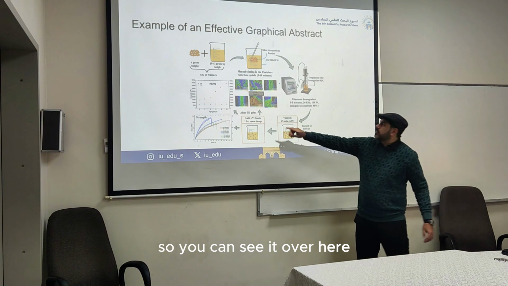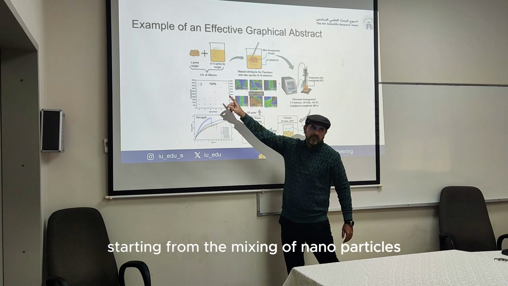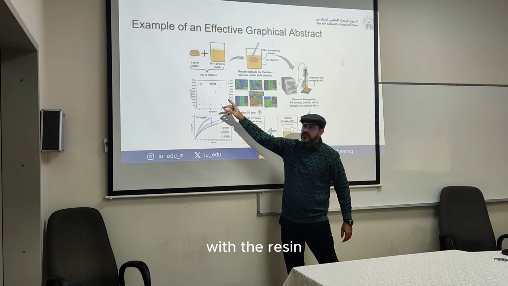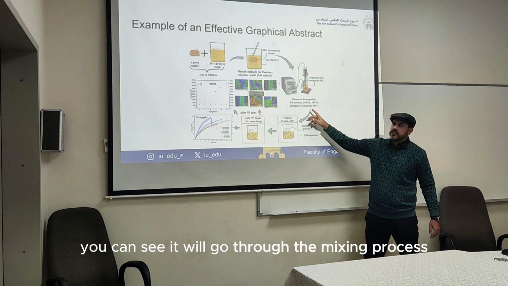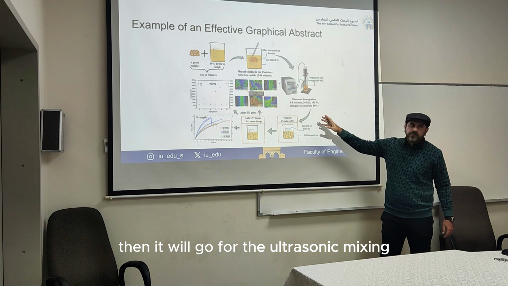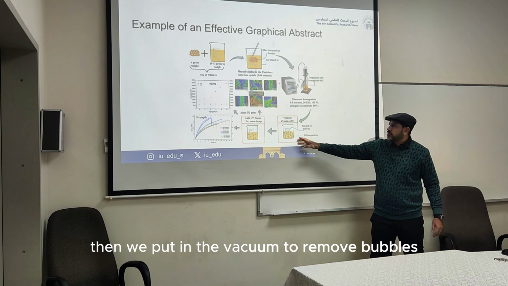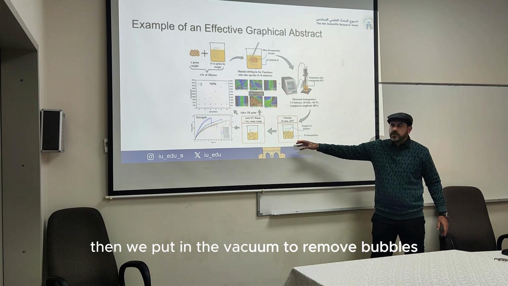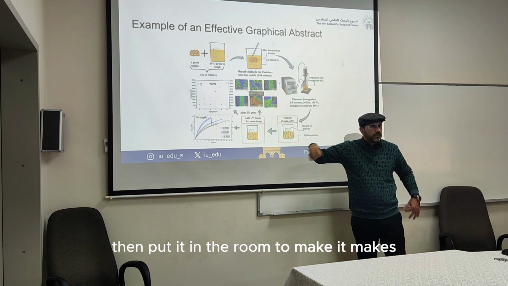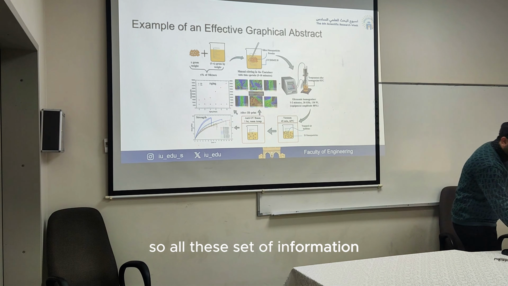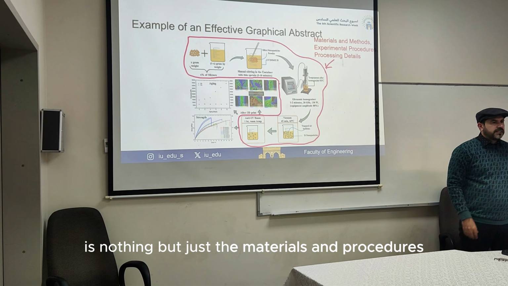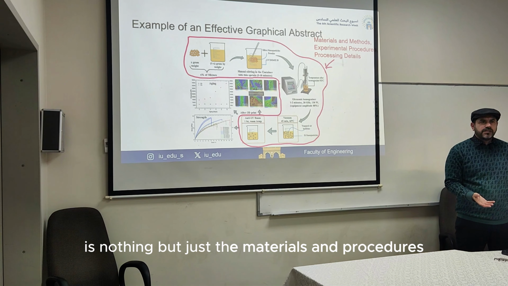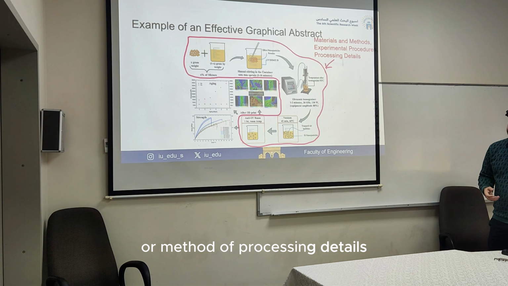So you can see it over here, starting from the mixing of nanoparticles with the resin. It will go through the mixing process, then it will go for the ultrasonic mixing, then we put it in the vacuum to remove bubbles, then put it in the room to make it mix. So all this set of information which goes around the other pictures is nothing but just the materials and procedures or methods or processing details.